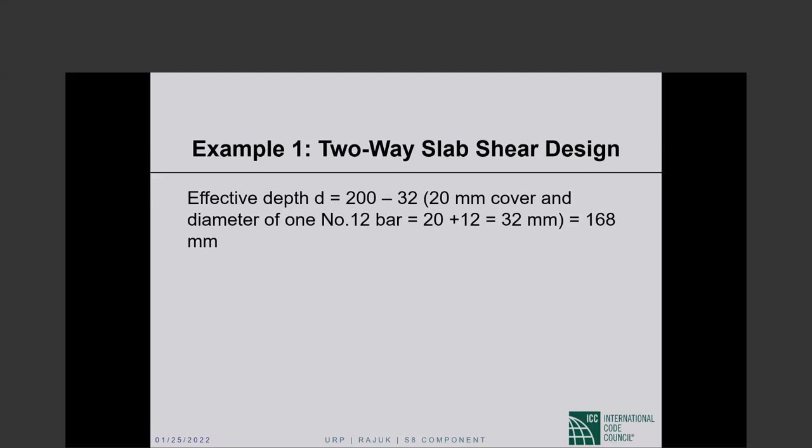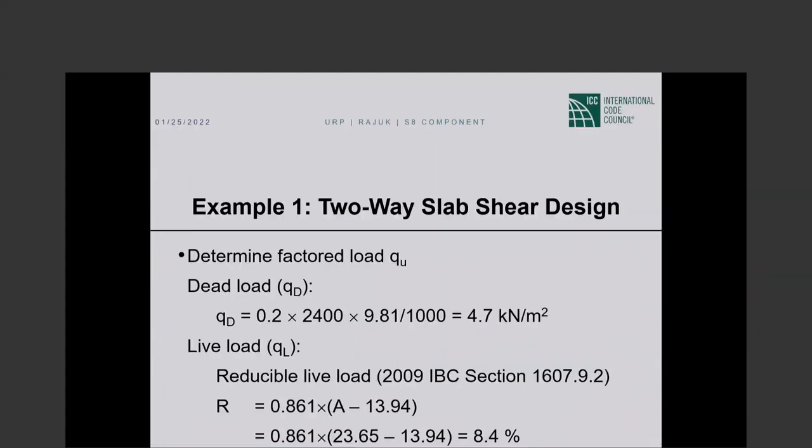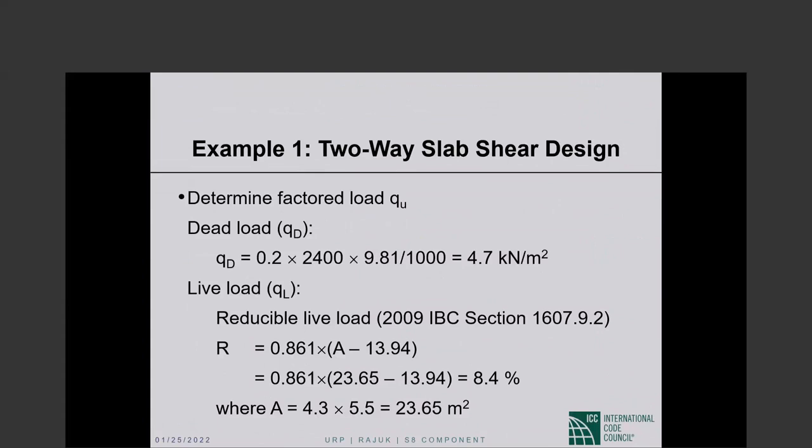So we always take d to the intersection of the two layers. This is why it is the total depth minus the clear cover minus one bar diameter. Okay, that gives us 168 millimeters. The self weight of the slab, 200 millimeters deep, is 0.2 times 2400, the unit weight of concrete, multiplied by the value of g. That comes to 4.7 kilonewton per square meter.